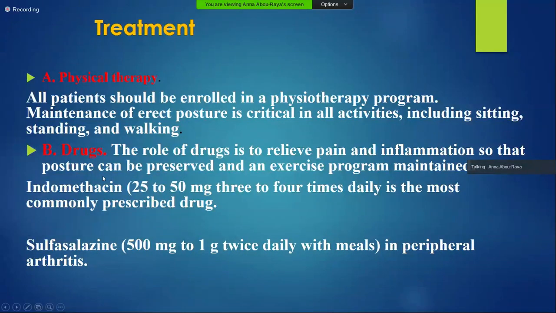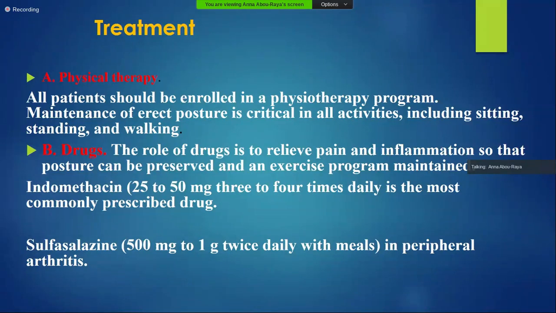Non-steroidal anti-inflammatory drugs are the cornerstone of therapy. The easiest and the simplest drug to use, and the cheapest, is indomethacin. We use indomethacin in quite a large dose, 25 to 50 milligrams, 3 to 4 times daily. This is the most commonly prescribed drug that we have, and we have to prescribe it early to control the inflammation and to control the pain.